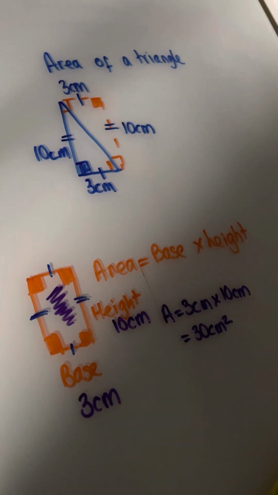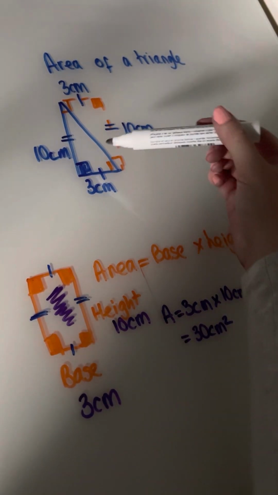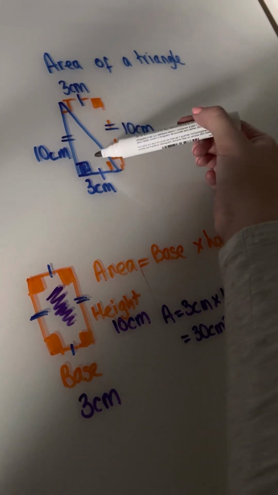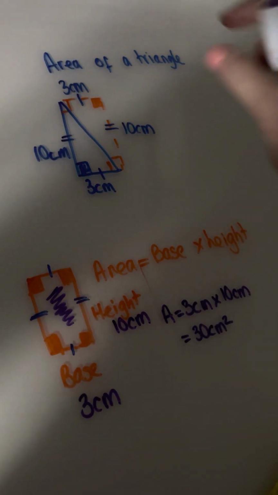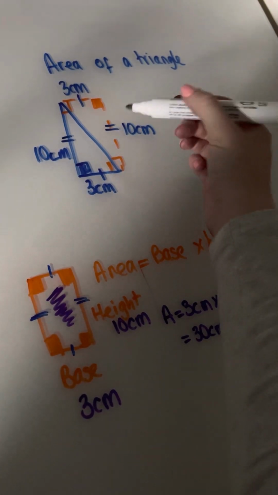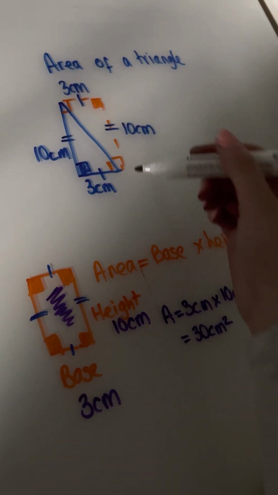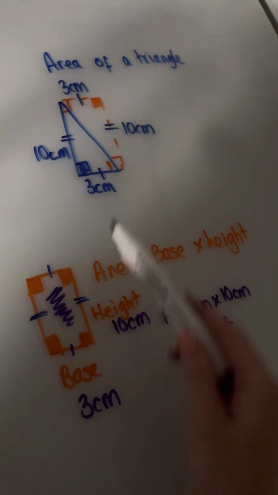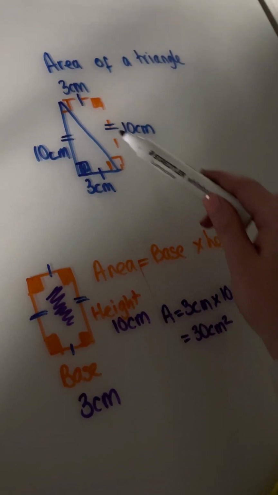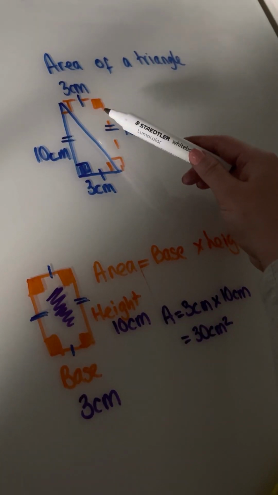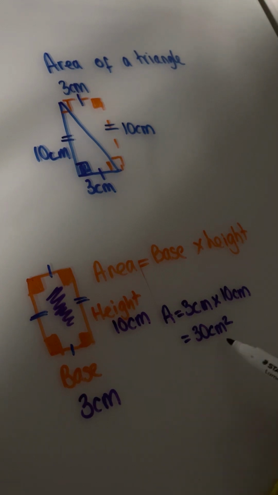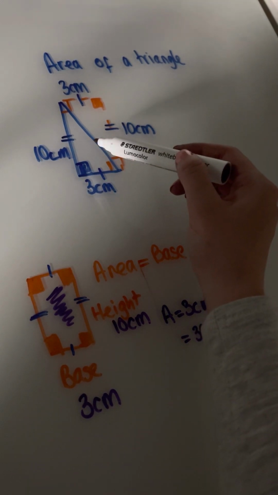So let's go back to what we created at the top. If we look at it, the triangles are the same. If you were to cut this out and put each one on top of each other, they would be identical. So what does that mean? Well, if I know all of it is 30 and I know I've got 2 the same, I know if I half this answer, it would give me one of them.